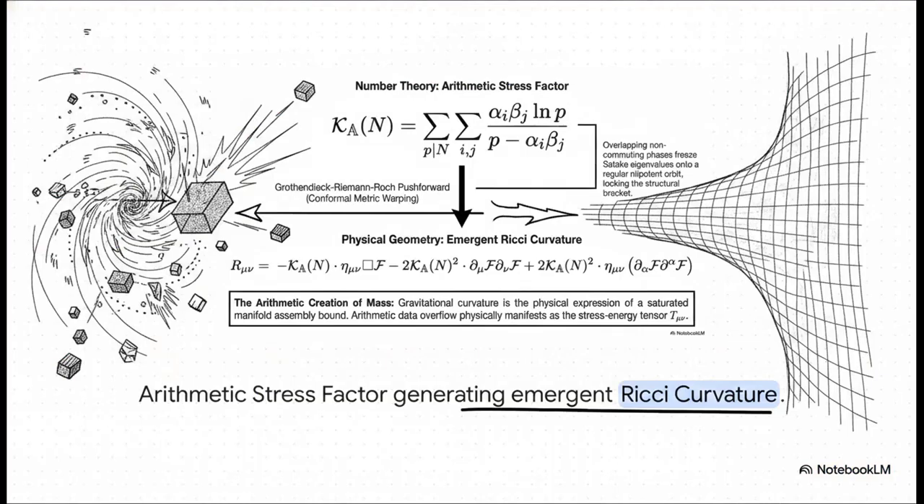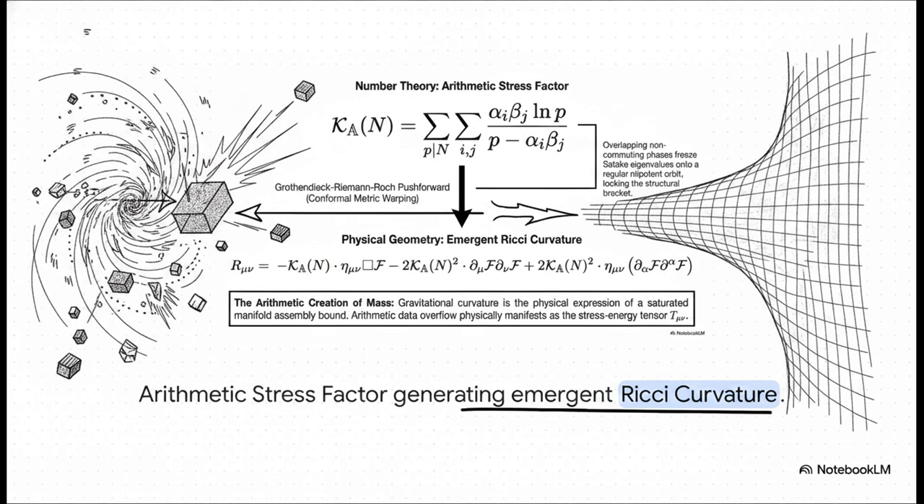Focus on the bottom equation for the 4D Ricci curvature tensor. When overlapping non-commuting phases completely saturate the assembly bound we just talked about, their energy overflows into the local primes. This creates an arithmetic stress factor. And this stress acts directly as a macroscopic stress energy tensor. It forces continuous 4D spacetime to curve instantly, rerouting the information to stabilize itself.